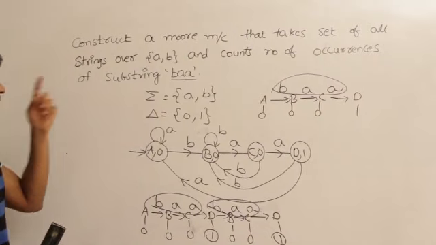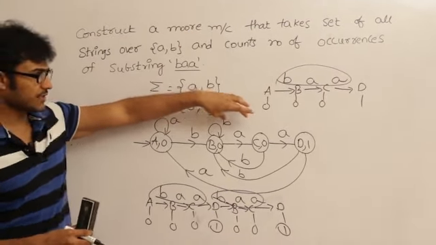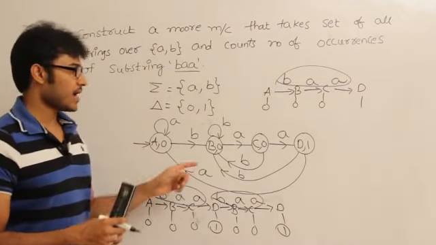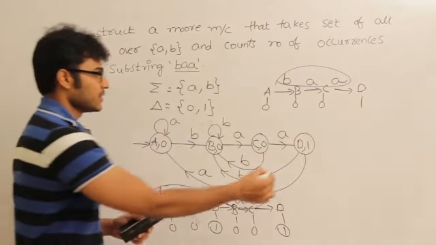So if I have to count some substring, always remember we have to construct a DFA which accepts the set of all strings ending with that substring, and then in the final state you just output 1. So this is the solution for this question.